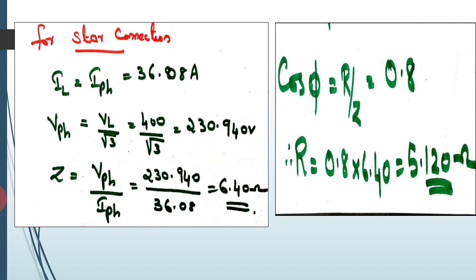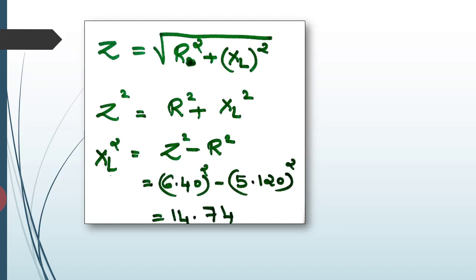once we obtain V phase and I phase, we can find Z. For that, we obtained V phase and I phase using VL, and then we want the value of R and L. So we have cos phi equal to R by Z. From that equation, we get R equal to 5.120. Once we know Z and R, then we can find XL from the equation Z equal to root of R square plus XL square. So XL square equal to Z square minus R square. We are doing that, and we are obtaining 14.74.